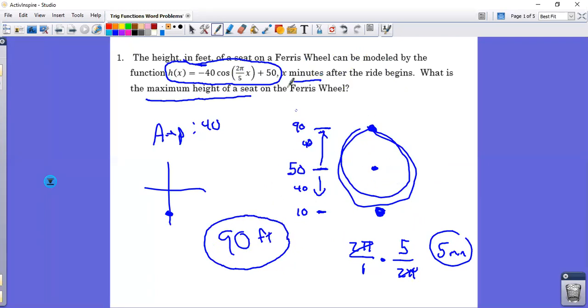But yeah, so there's lots of questions you can ask based on that Ferris wheel problem. And they like those type of problems. So just make sure you're answering the right one. What's the maximum? That's the midline plus the amplitude. Remember, the amplitude is always positive, no matter what the negative is.